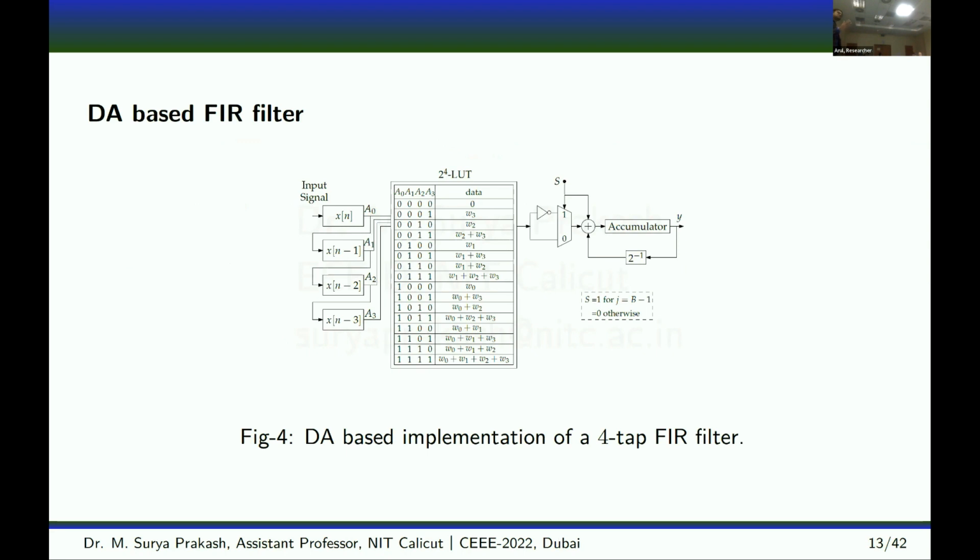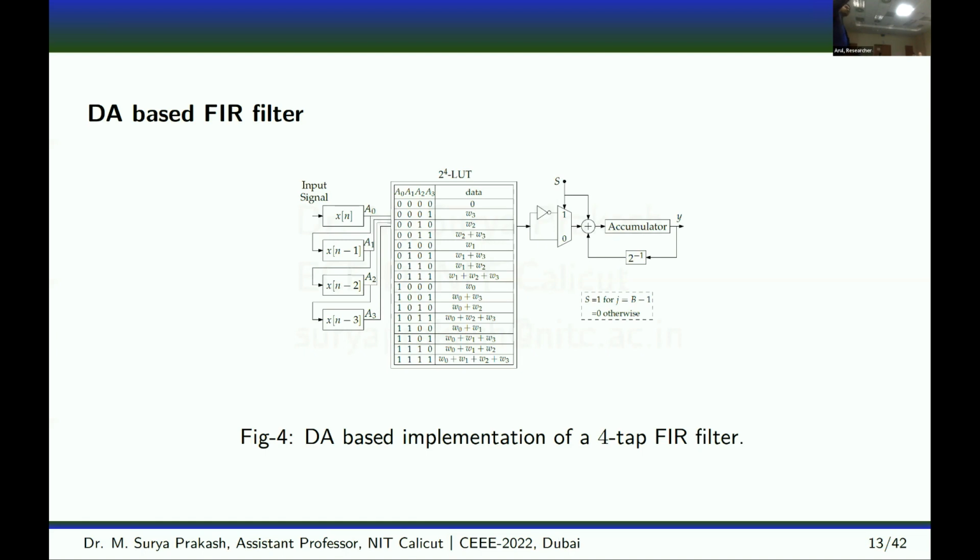So this diagram shows the implementation of a finite impulse response digital filter using distributed arithmetic. The output of a finite impulse response digital filter is the convolution between the weight vector and the input sample vector of the filter, which is nothing but a dot product operation. So that's the reason implementation of a finite impulse response filter using distributed arithmetic is quite easy.